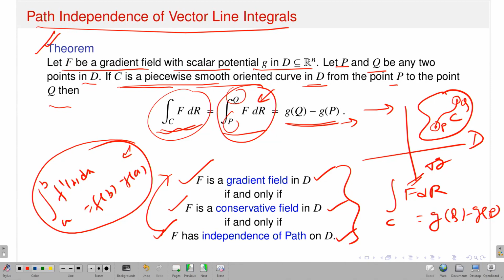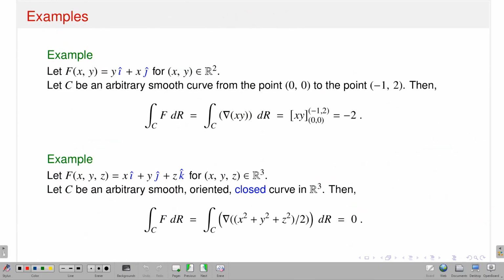But you have to look at the hypothesis, that the vector field you deal with has to be a gradient vector field. Only then is this phenomenon true. That means the integral over C of F dr is g(q) minus g(p), where small g is the scalar potential of the corresponding vector field capital F. And once I have a gradient vector field, then three concepts are equivalent: gradient vector field, conservative vector field, and path independence.